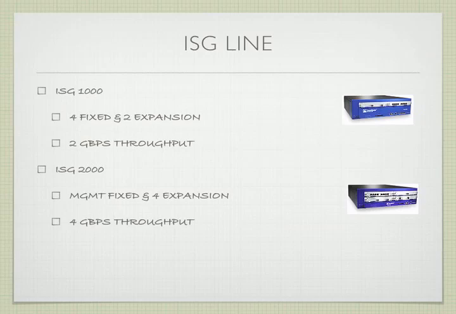The ISG line has the 1000 and the 2000. As you can see from the images, they have a very small one rack unit section on the bottom with the fixed interfaces in it, but they have expansion slots. So with the expansion slots, you can put different types of interface cards in there, and a large number of interfaces that can then expand in your data center line.